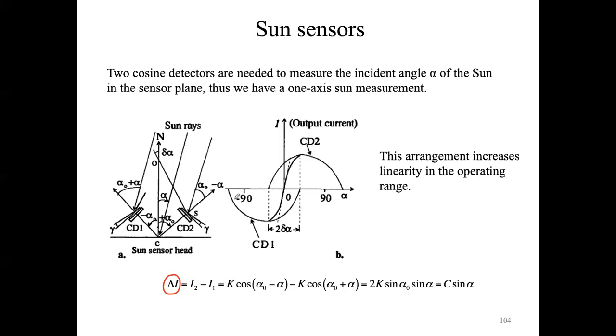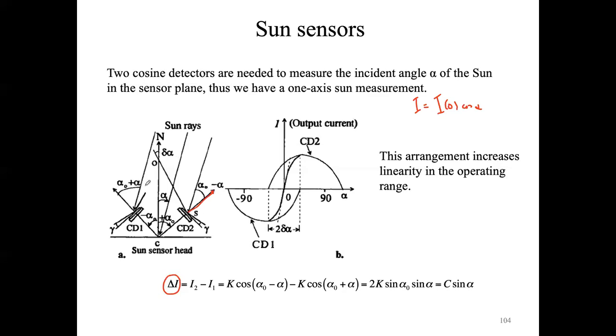If you do I2 minus I1, one cell is going to see an angle alpha 0 minus alpha, because the current that one sensor generates is I0 cosine of alpha, where alpha is the angle with respect to the reference frame of the solar cell.